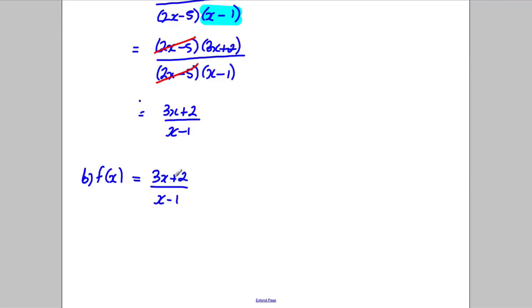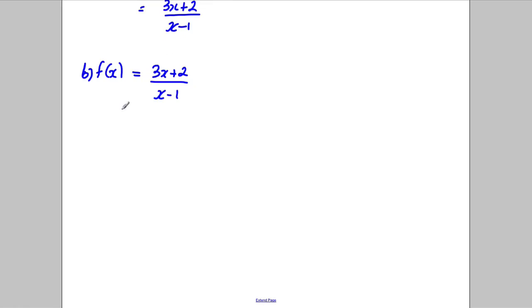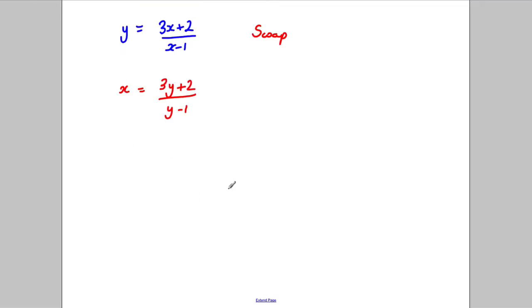Now, the little trick to be able to calculate your inverse function quickly is to call the function y instead. And then what you can do is swap the x and y's. The reason you swap them is because you're now trying to find x as a function of y. So you have x equals 3y add 2 over y subtract 1. And then your aim is to make y the subject of the formula now.